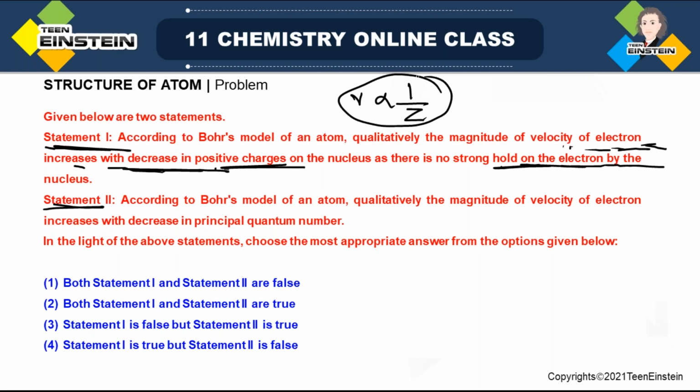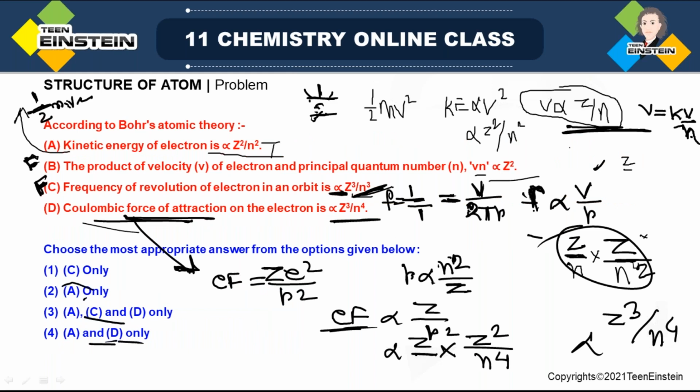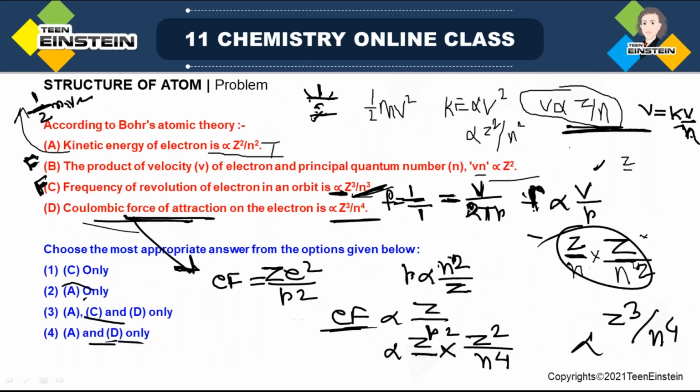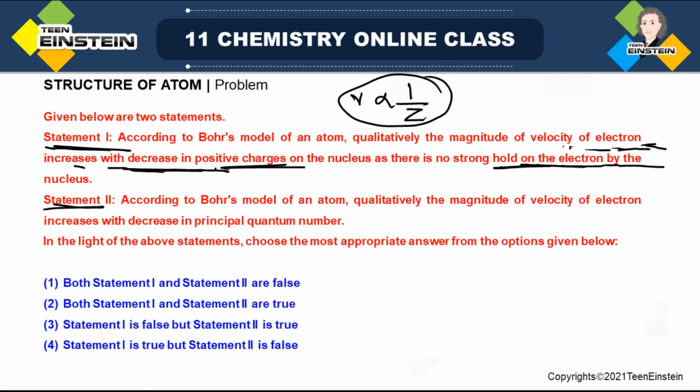This must be true. But what we have seen in the previous, the first or second slide of today's class, is that V is proportional to Z by n, right? So if V is proportional to Z by n, this cannot be correct. If this is not correct, this statement is also not correct. So this is false.